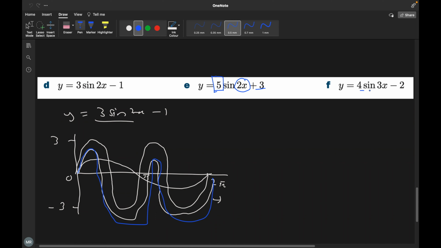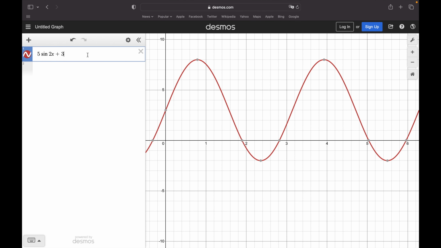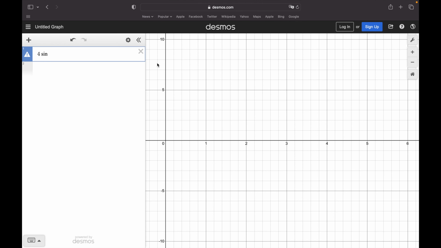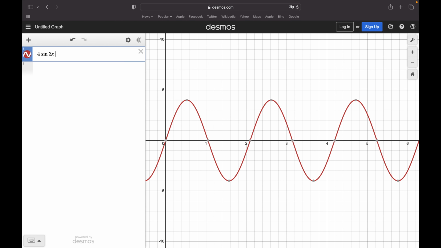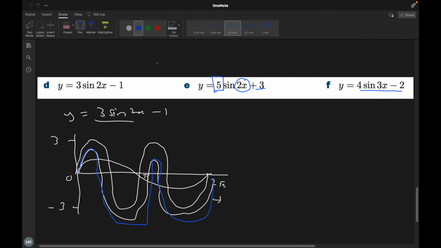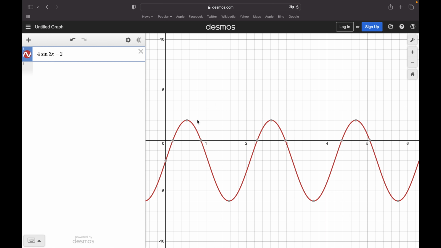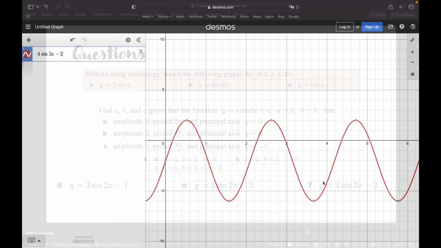Now let's graph this one. The period would be 2 pi by 3. This is how it's supposed to look. The principal axis would be y equals -2, and it would finish 3 complete cycles.